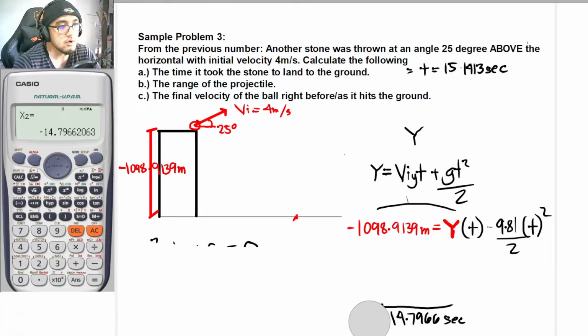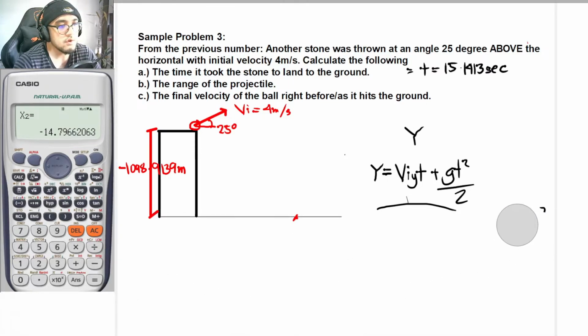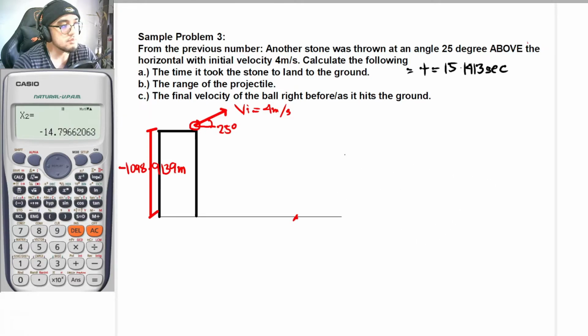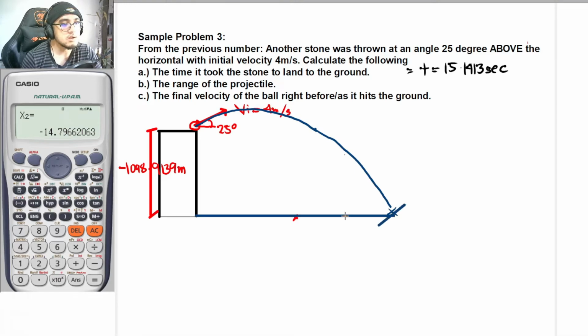Okay, so now let us solve for the range of the projectile. Erasing all of this. For the range of the projectile, suppose once again that this is your projectile. From this point, it traveled here up until, let's say, here. Let's say that this is its trajectory. It means that this is our range.